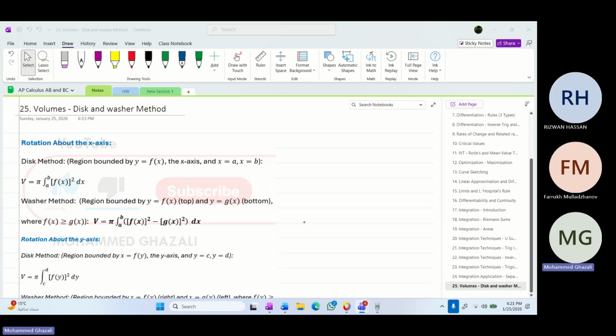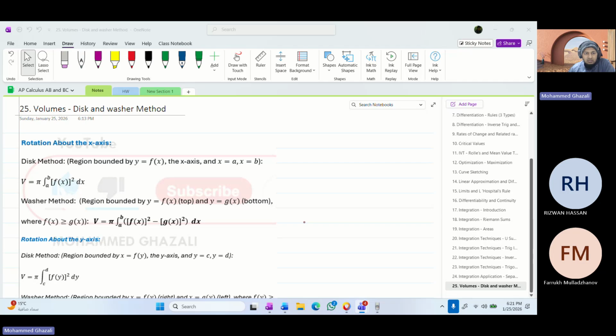In this video, we will be studying volumes, specifically the disk and washer method. So we're doing volumes of revolution. We're going to take curves and rotate them about the x and y axis and solve using the disk and washer method. So if you take a single curve, like y is equal to f of x, right?